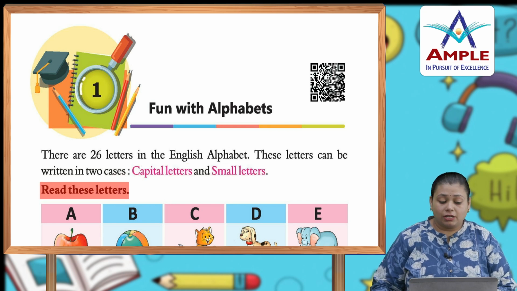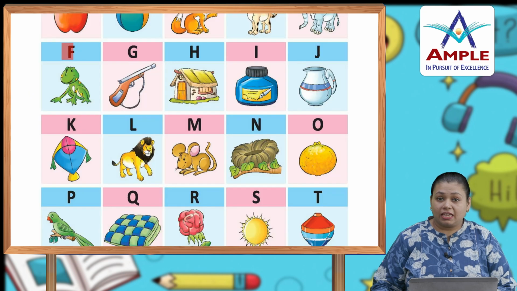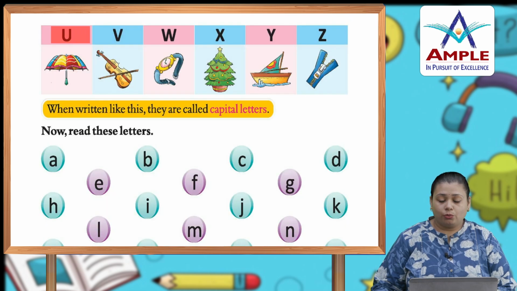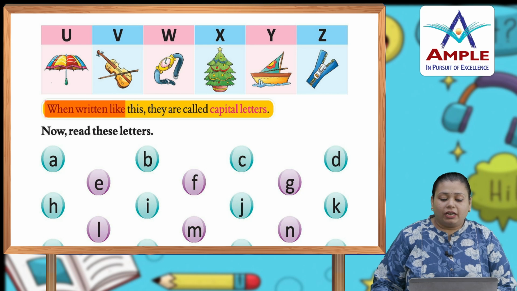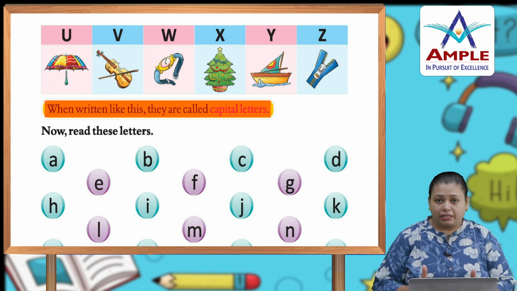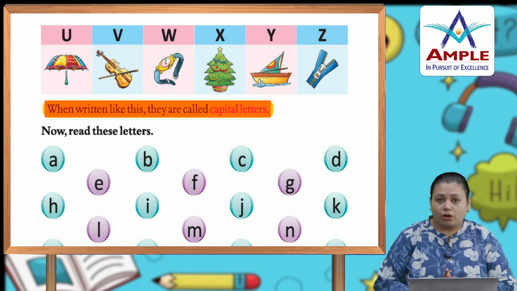Okay, here are the letters. You can read them: A, B, C, D, E, F, G, H, I, J, K, L, M, N, O, P, Q, R, S, T, U, V, W, X, Y, and Z. When written like this, they are called capital letters. When you write these letters in that form, they are called capital letters.